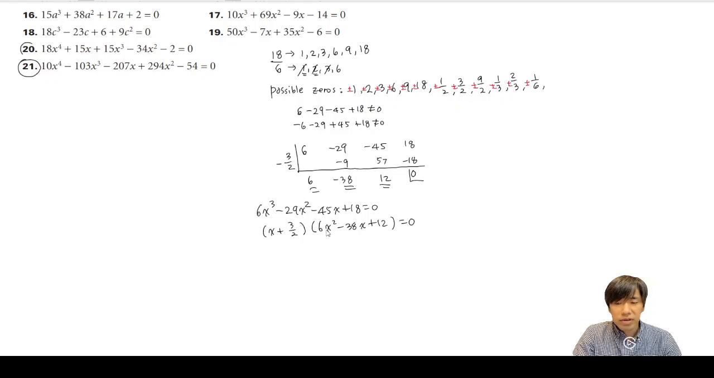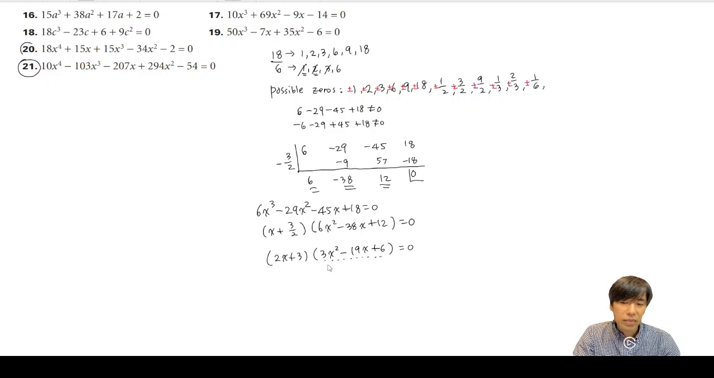And all of these numbers are basically what? Even numbers. So I'm going to factor out 2 out of this quadratic factor and put that number 2 into this parenthesis, which is the linear factor. So multiply 2 to this one. So this becomes 2x plus 3. That becomes 3x squared minus 19x plus 6. And see if this thing is factorable.